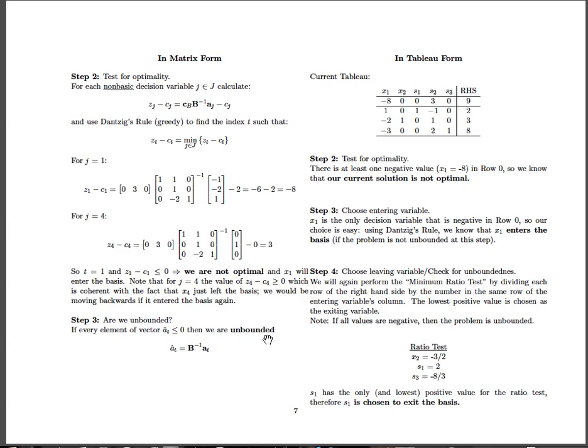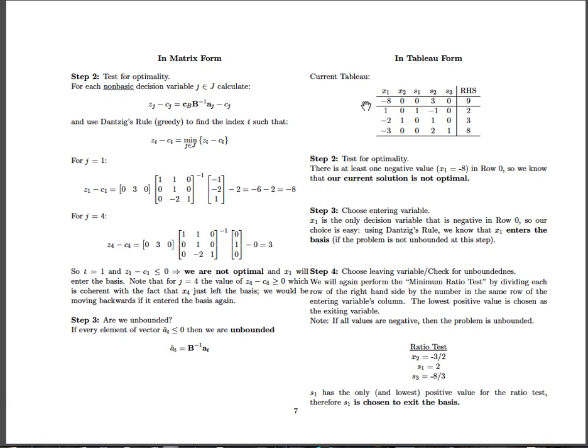Next we need to check for optimality. So after we use this equation again for our two non-basic variables, we get a -8 and a -3. So we have one negative number, so we know we're not optimal. And it's our only negative number, so we know at that point we're going to choose that one to enter the basis, which is x1.